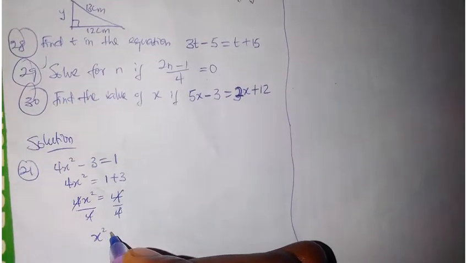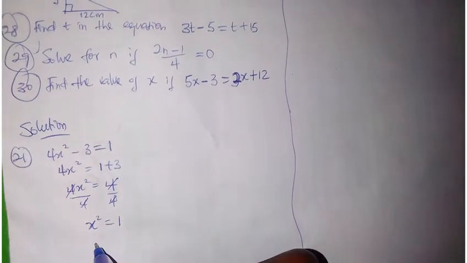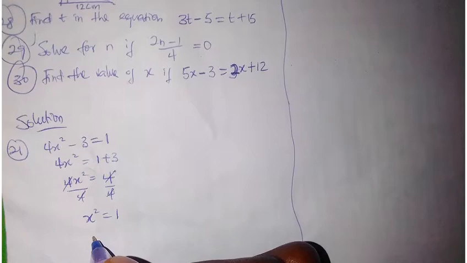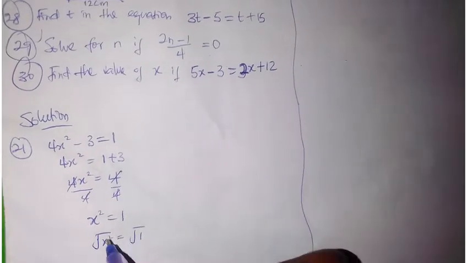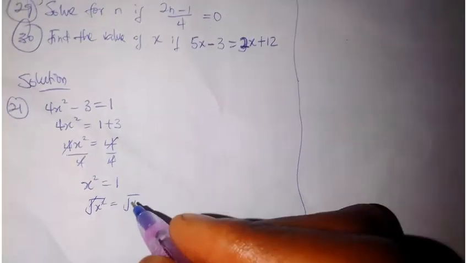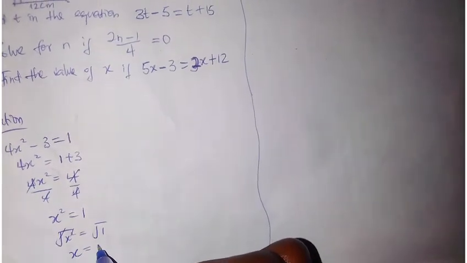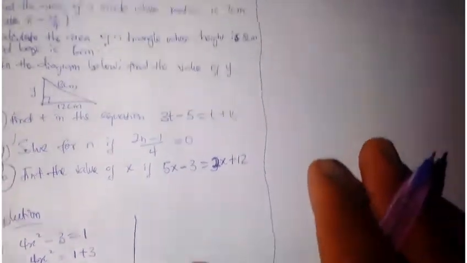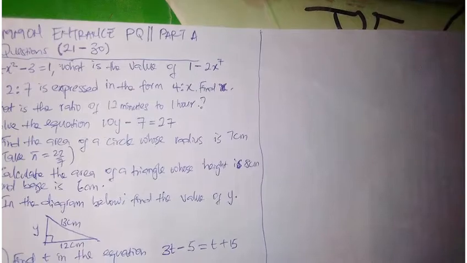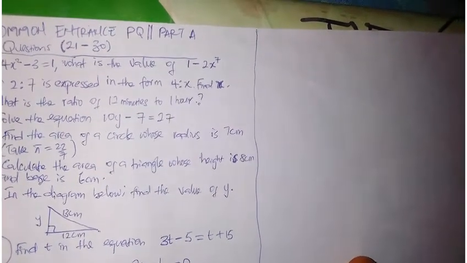X squared equals 1. I'm looking for the value of x, so I'll find the square root of both sides. The square cancels the square root. Square root of 1 is 1. So x is equal to 1. Now, find the value of 1 minus 2x raised to power 7.